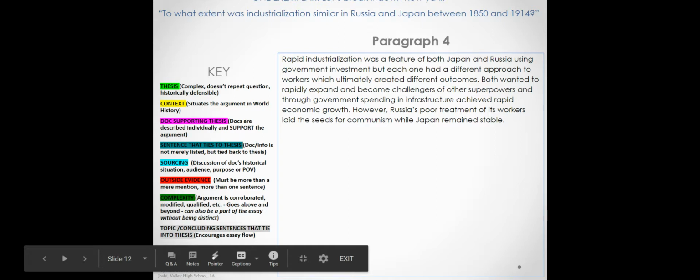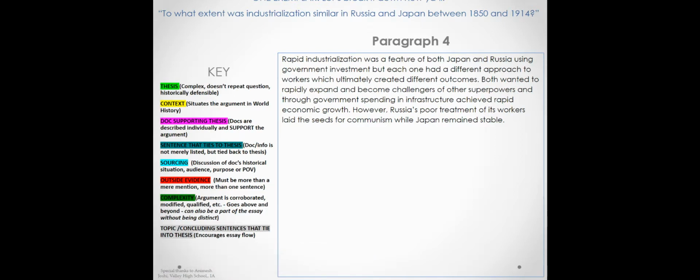And finally, paragraph 4. Rapid industrialization was a feature of both Japan and Russia, using government investment, but each one had a different approach to workers, which ultimately created different outcomes. Both wanted to rapidly expand and become challengers of other superpowers, and through government spending and infrastructure, achieved rapid economic growth. However, Russia's poor treatment of its workers laid the seeds for communism, while Japan remained stable.